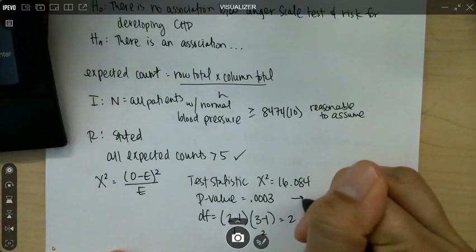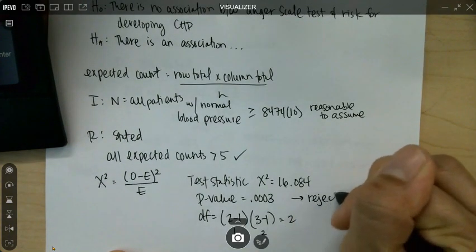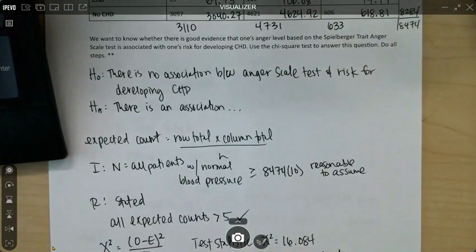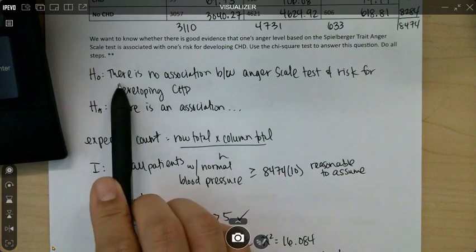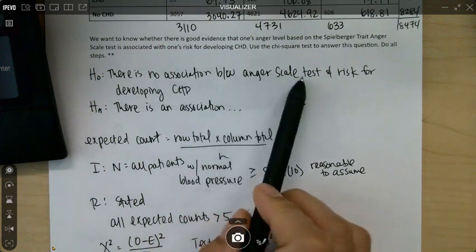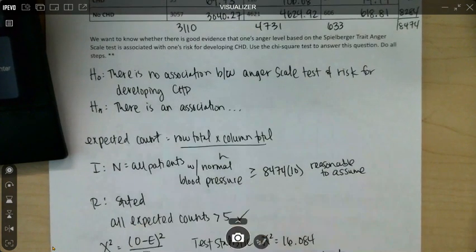Okay, so that p-value means that we're going to reject our null hypothesis. So again, I'm just going to do the conclusion in words. So I would say since our p-value 0.0003 is less than alpha of 0.05, we reject H0. We have convincing evidence that there is an association between the anger scale test score and risk for developing CHD.